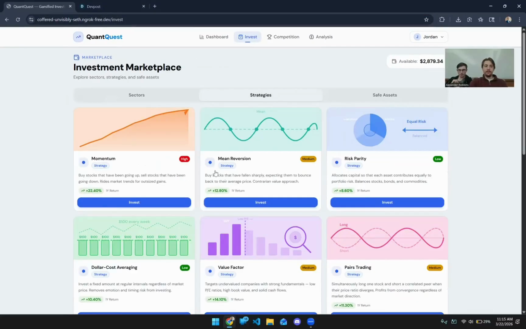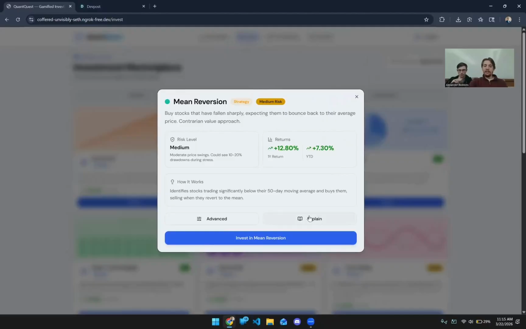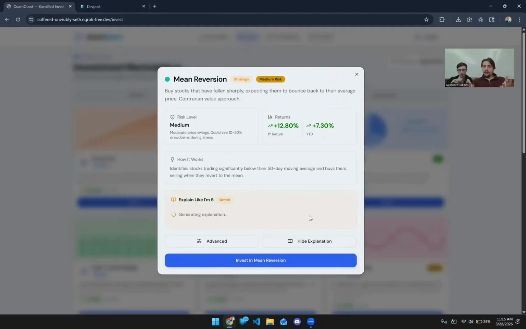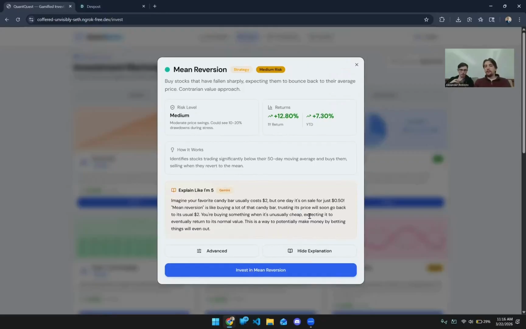under strategies, you can see mean reversion, momentum, risk parity. And in here, we can click explain, and it'll explain these strategies to us like we're a 5-year-old. What was really valuable is that a lot of my friends don't know what a mean reversion strategy is, nor do they have the time to go read a textbook to learn. But they can use this and get real data in real time about, okay, what is my investment portfolio? How is it moving? And what am I invested in and why? And I can go over and learn, okay, what is mean reversion? What's an example of it? How can I actually explain this to my friends?